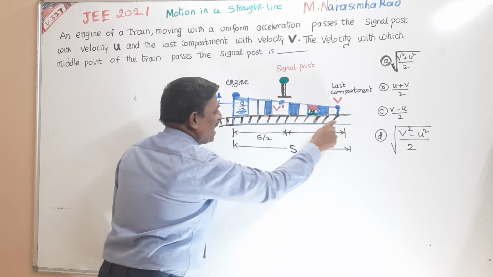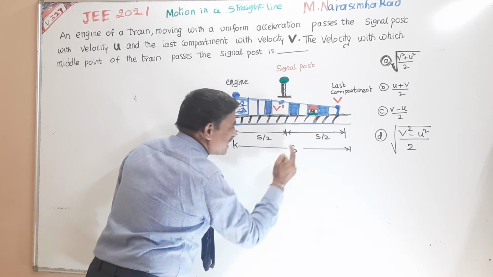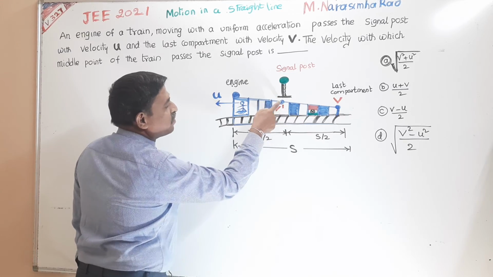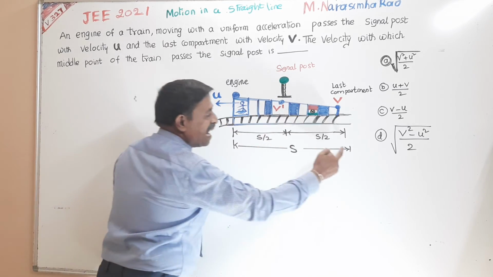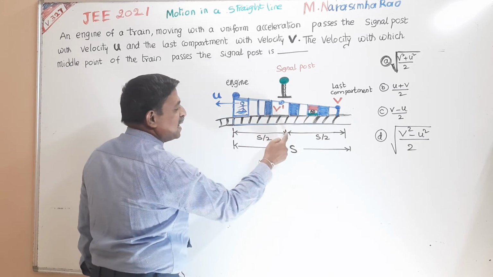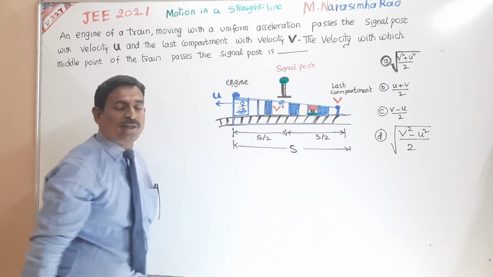This is the train. The total length of the train is S. This is the middle point of the train. Total length of the train is S. This middle point means this distance is S by 2.